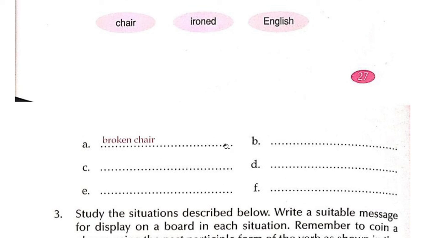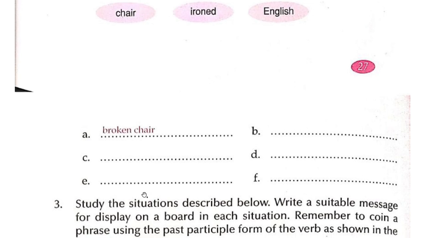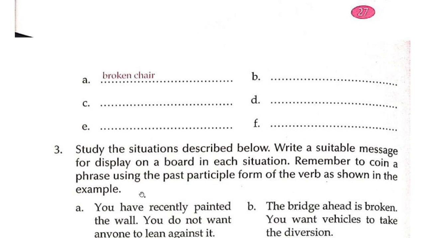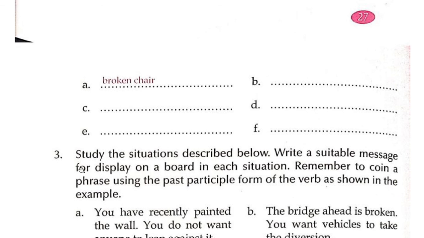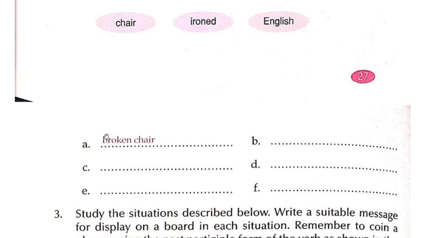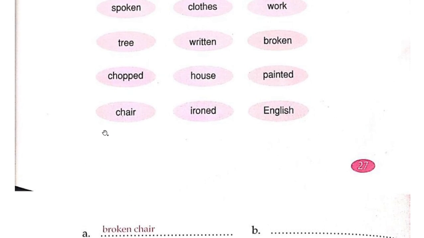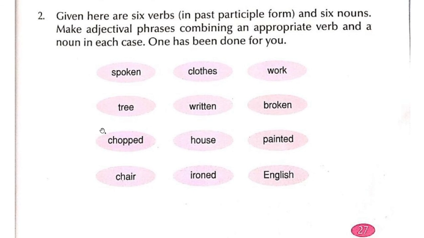I hope you must have understood now how to do it. So these three things I am going to give you as your homework. First one was the question answers which I have discussed with you. Then second question, study the situations described below, and third question, this noun and past participle form of the verb. These three questions you will do in your English copy and submit to me on time. Okay, year 6, I hope you must have understood your homework now.